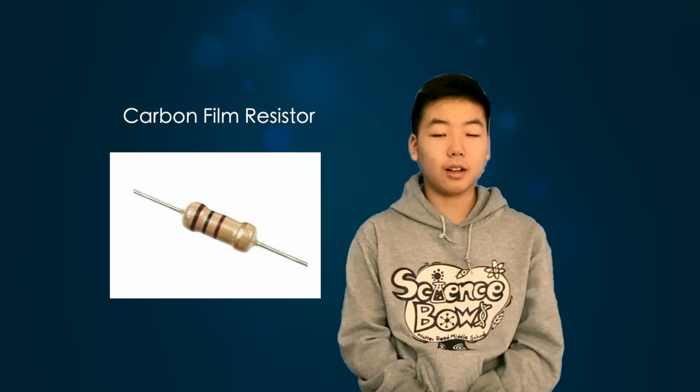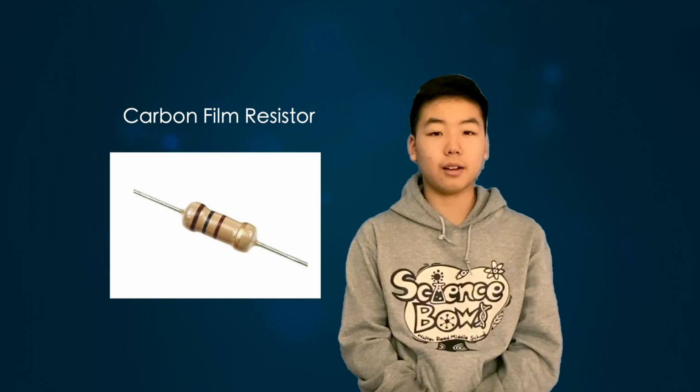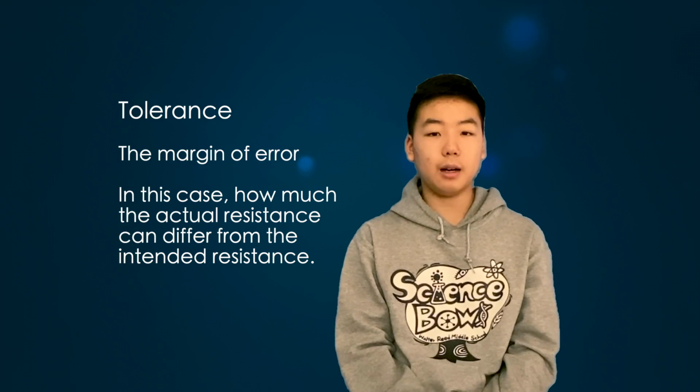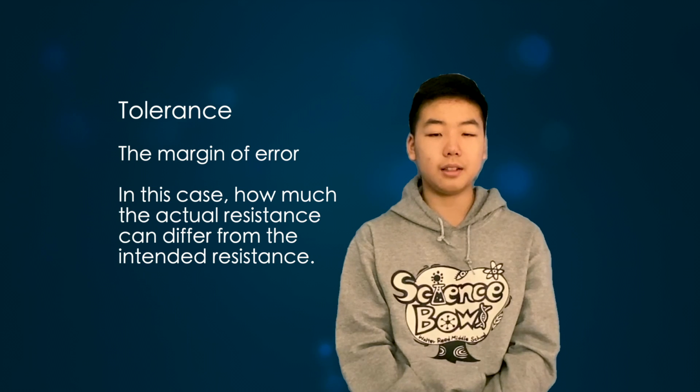You may notice that there are three colored bands next to each other and a fourth band that is slightly separated from the other three bands. The first three bands represent the resistor's resistance. The fourth band represents the tolerance. The tolerance is how much the margin of error is, or how much the actual resistance can differ from the intended resistance. Usually, a lower tolerance is better since it gives you a better idea of how much the resistance actually is.